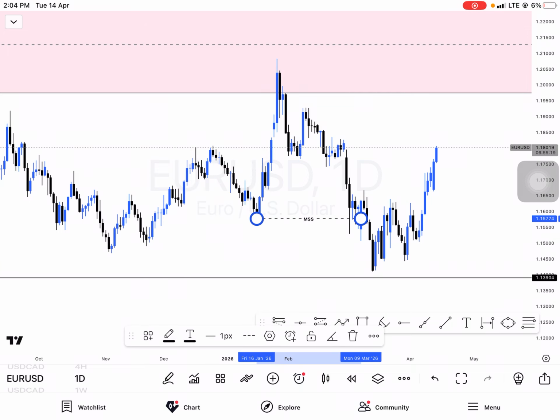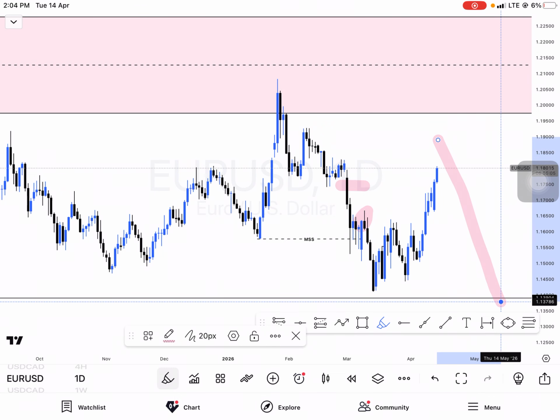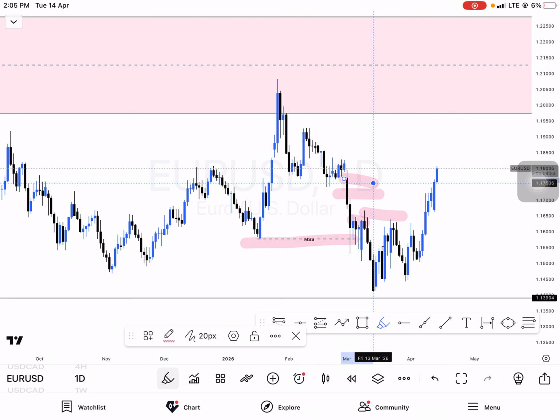We all know that after the market shifts structure to the downside, it will return to grab all the internal liquidity and fill the fair value gaps it left behind before it retraces to the downside. I hope you all know that because I discussed this in my previous video. Now we can see that after price broke this structure, price is returning to grab all the internal liquidities and fill the fair value gaps left behind.